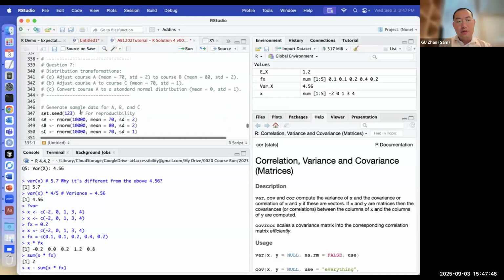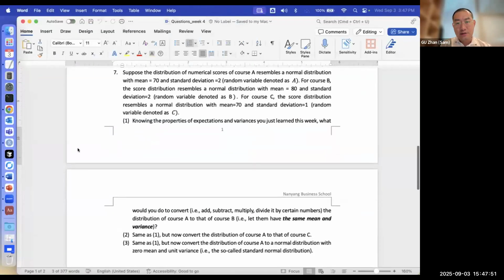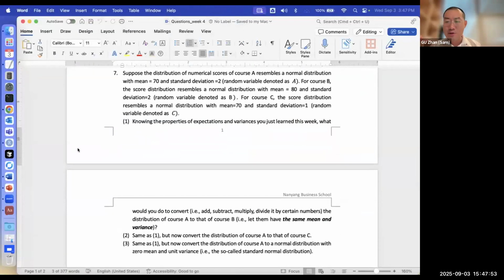Question 7. Question 7 is interesting. So you have 3 classes. I happen to teach 3 classes: Class A, Class B, Class C. Class A has an average score of 70 with standard deviation plus minus 2 marks. Class B mean is 80 marks and standard deviation 2. Class C is mean 70, standard deviation 1.